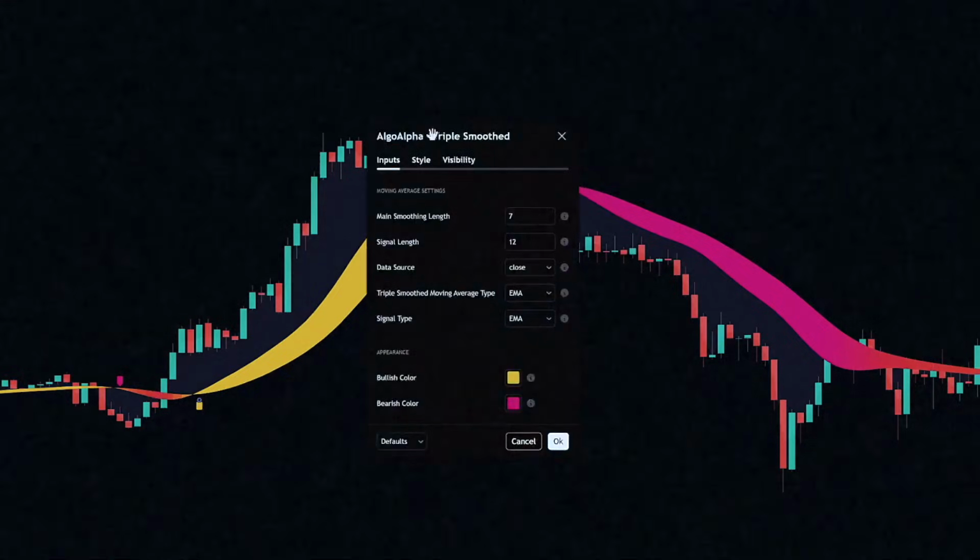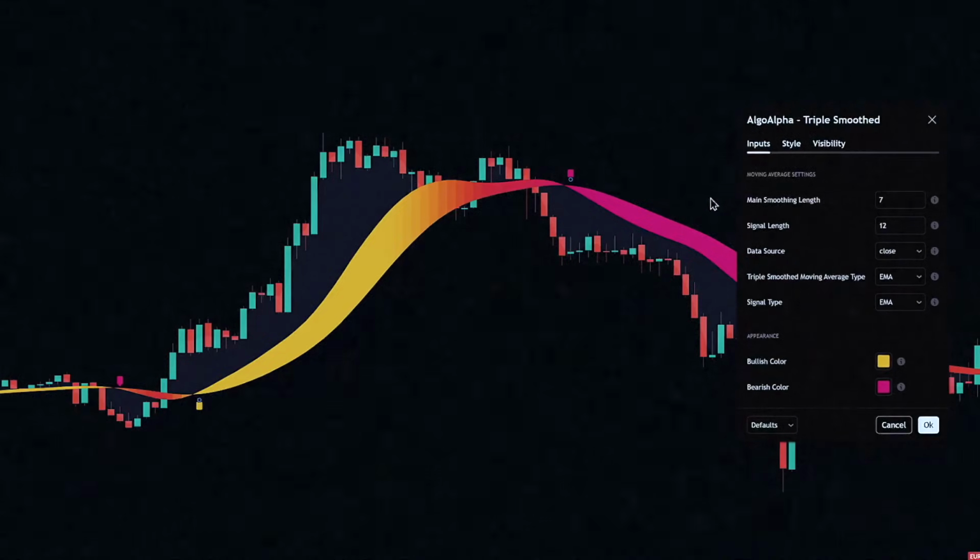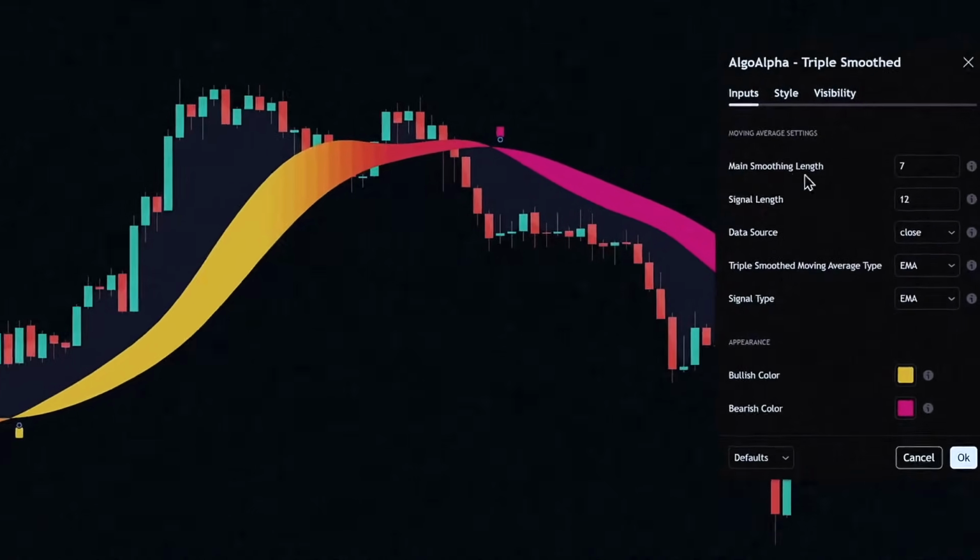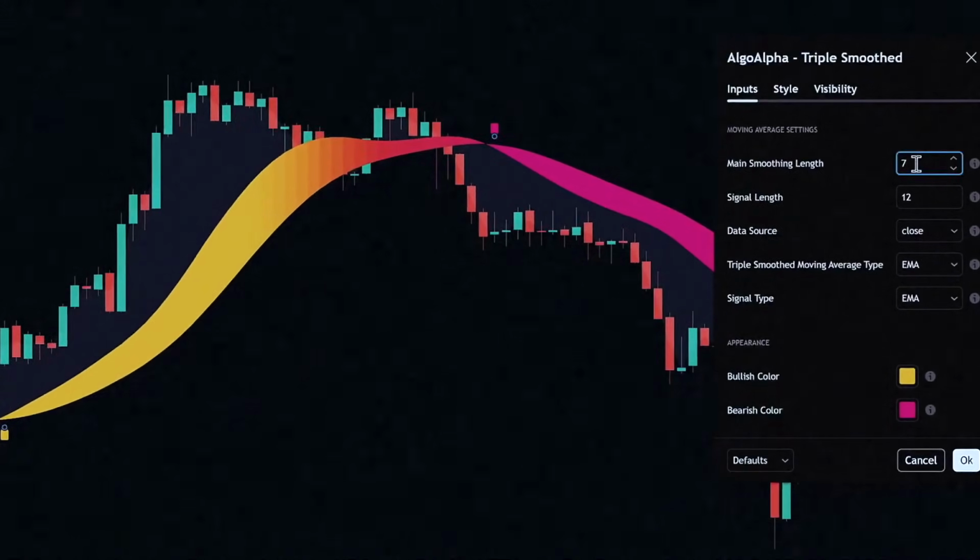If you head into the Settings tab, you'll see a lot of customizable options. There's the main smoothing length, which controls how sensitive the triple smoothing calculations are, essentially how quickly the indicator responds to changes in price. Then there's the signal length, which affects how sensitive the signal line is.